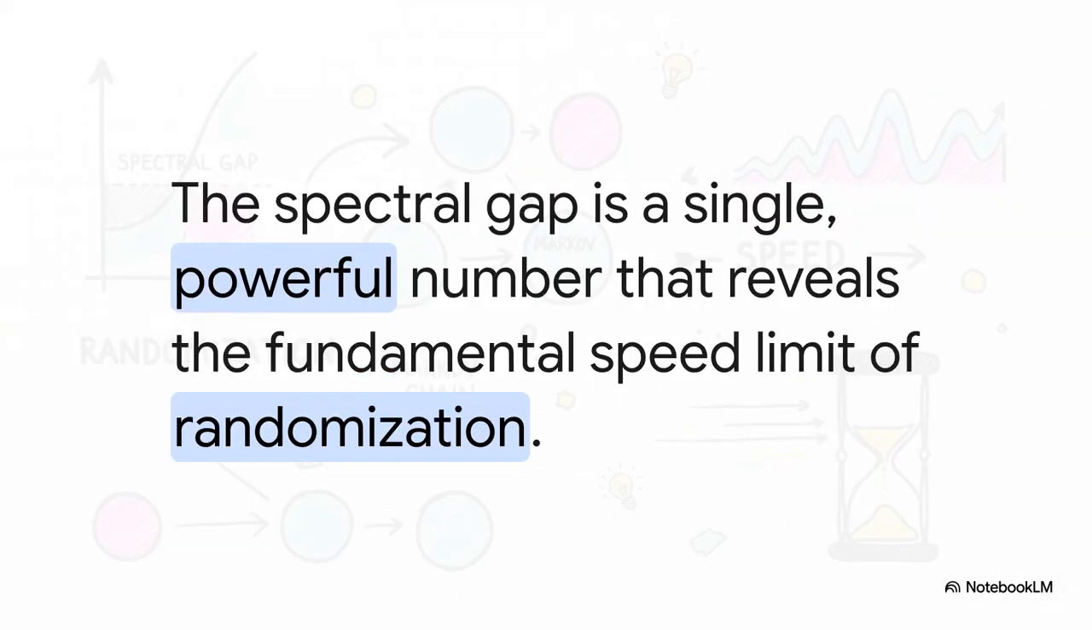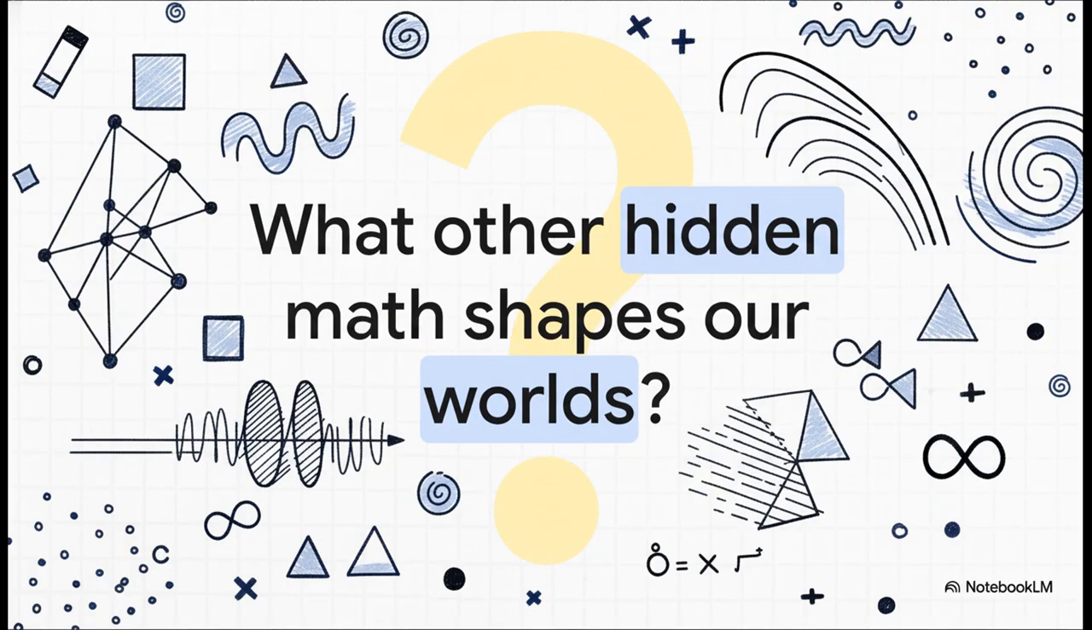Simple as that. So, if you take away one thing, let it be this. The spectral gap isn't just some mathematical curiosity. It is a single, incredibly powerful number that tells you how well connected any network is, and it sets the fundamental speed limit on how quickly information can spread and how fast that system can get to a state of true randomness. And that really makes you wonder, doesn't it? I mean, if one single number can reveal so much about something as fundamental as randomness and connectivity, what other hidden mathematical structures are out there, quietly shaping the digital and physical worlds that we rely on every single day?